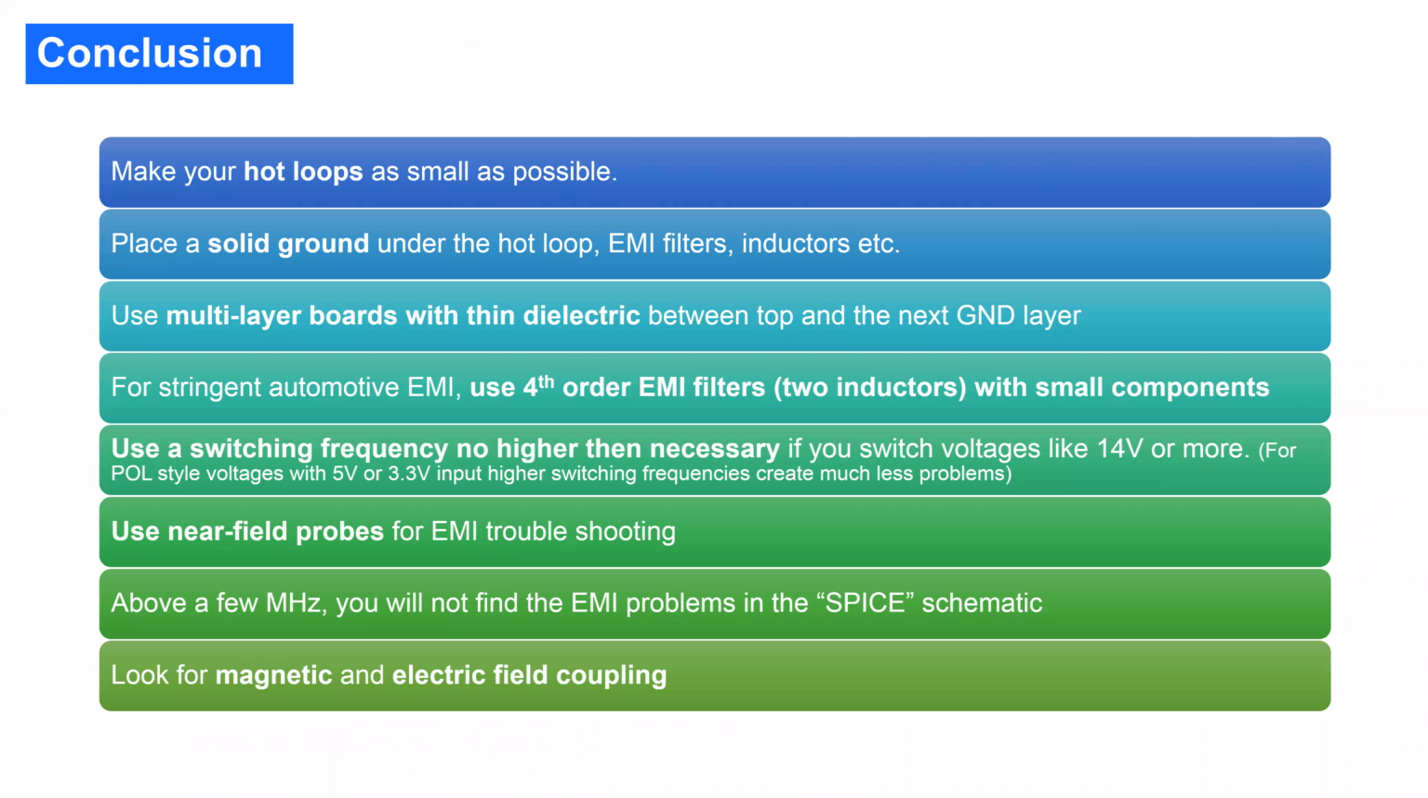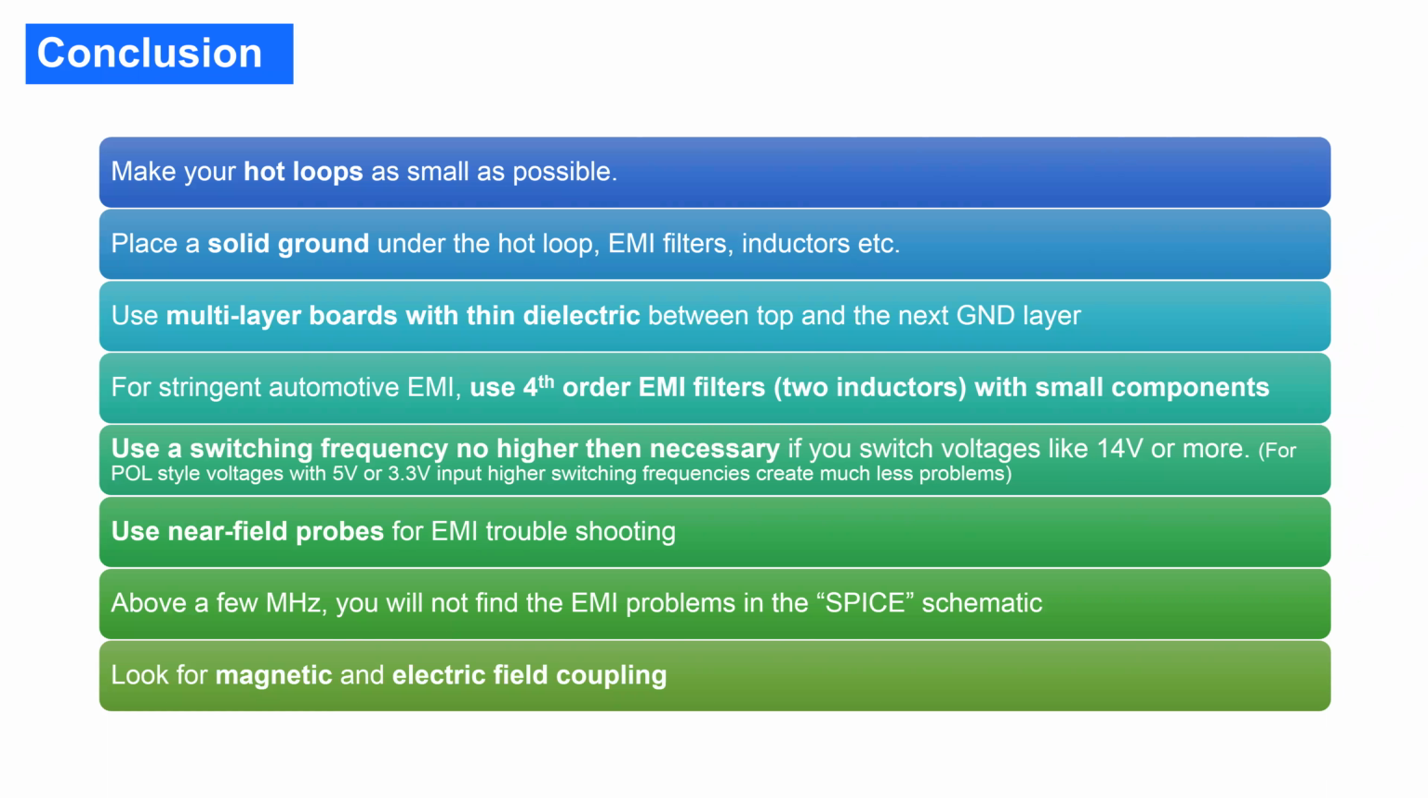Okay, so what we learned today: make your hot loop as small as possible, place a solid ground under the hot loop, under the EMI filters, inductors. Use a multi-layer board with thin dielectric between the top and the next ground or eddy current conducting layer. Use fourth-order EMI filters, because for the simple reason the components are much smaller for the same or better effect. So you can use flatter components, smaller components which talk less to each other.